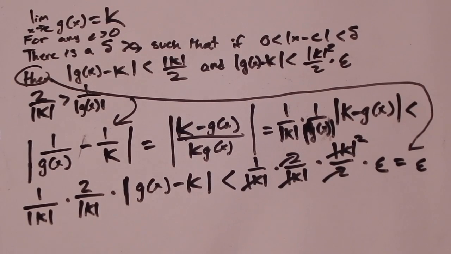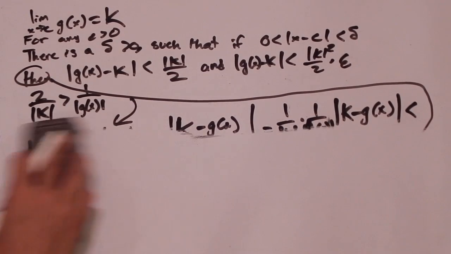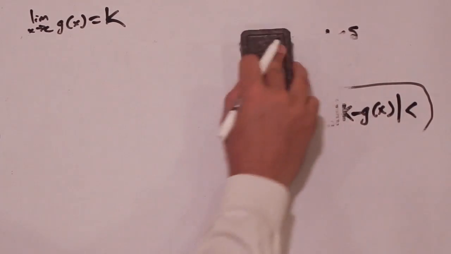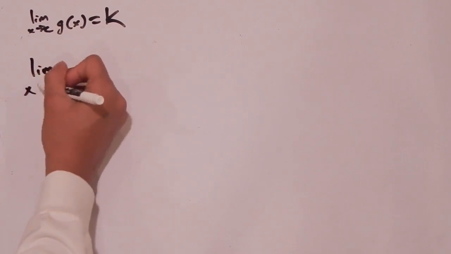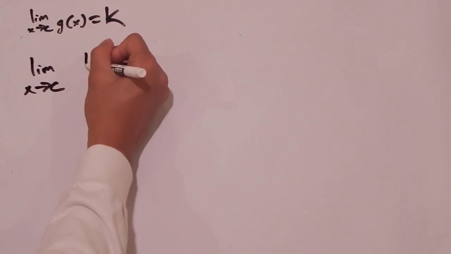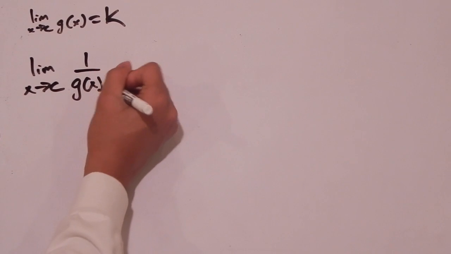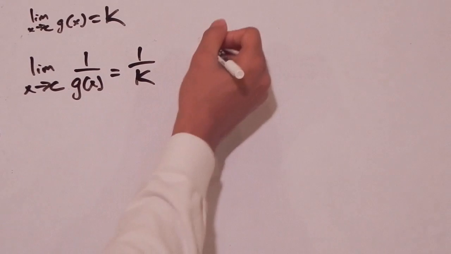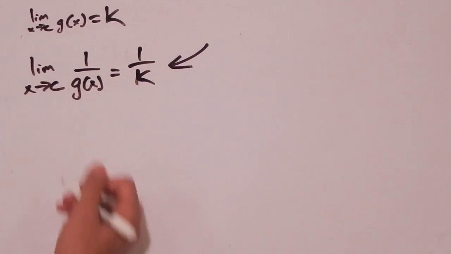And by that epsilon-delta definition, what does that mean? Well, of course, it means what we're trying to prove, and it implies by that definition that the limit as x goes to c of 1 over g of x is going to equal 1 over k. And so we know this now, and how can we prove that quotient property?